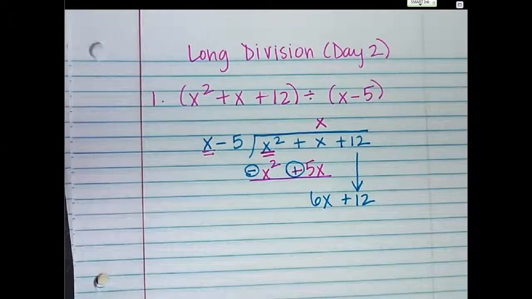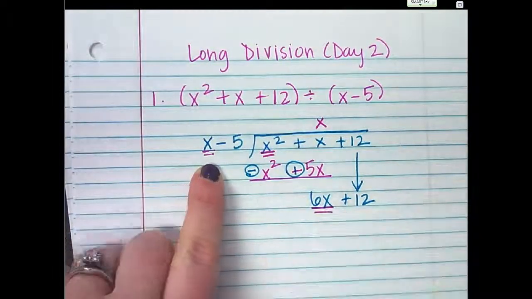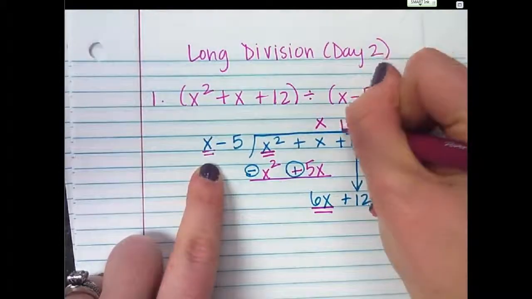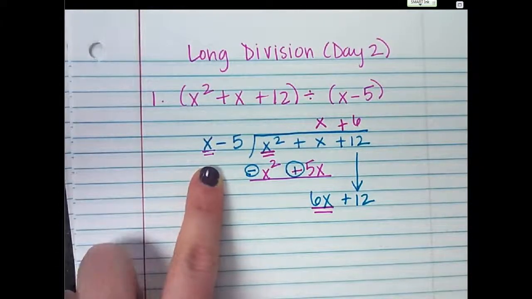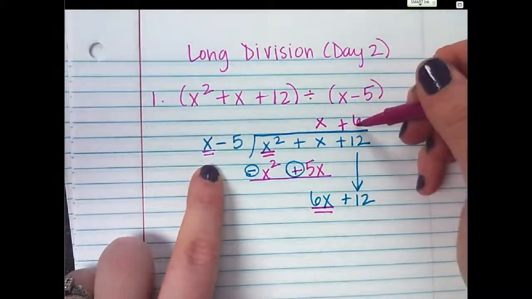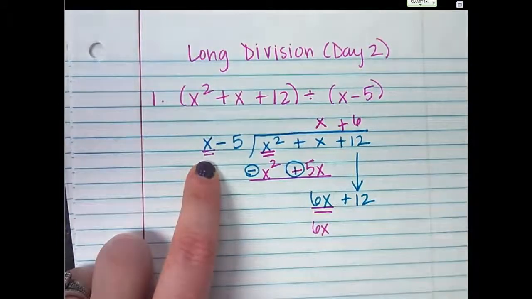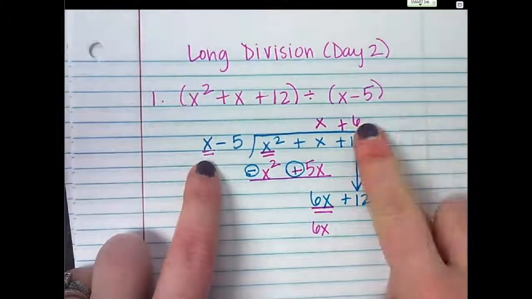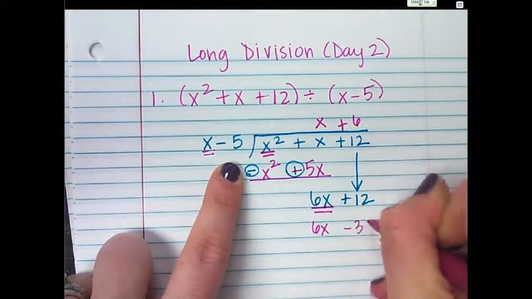Okay, then let's do it again. What times x gives me 6x? Good, plus 6. Multiply again. 6 times x, 6x, and then 6 times negative 5, negative 30.